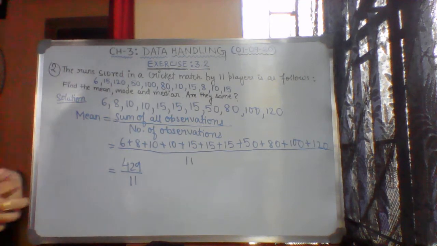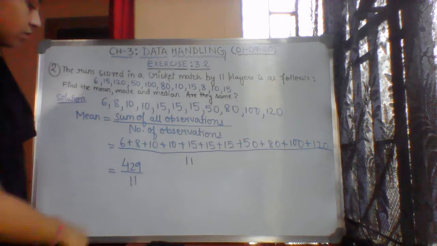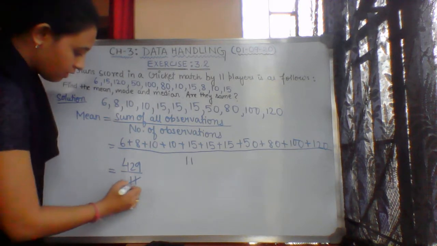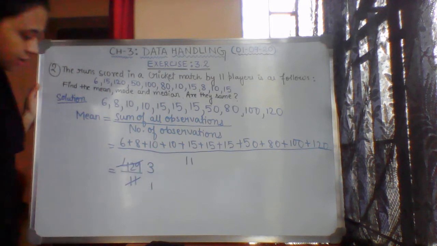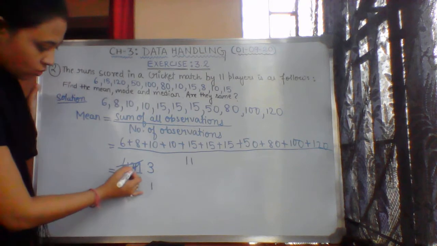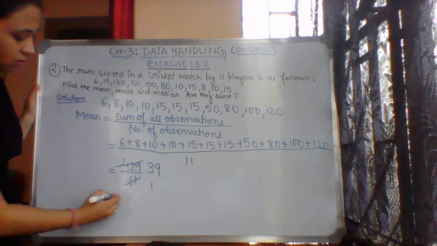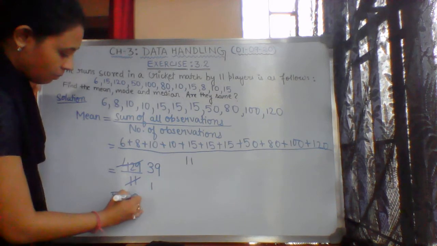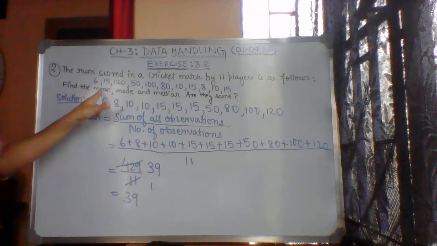Now you divide this: 429 divided by 11. 11 ones are 11. 11 threes are 33. Now 42 minus 33, 9. So 99. 11 nines are 99. So our mean value will be 39. Okay, so we have calculated the first one.